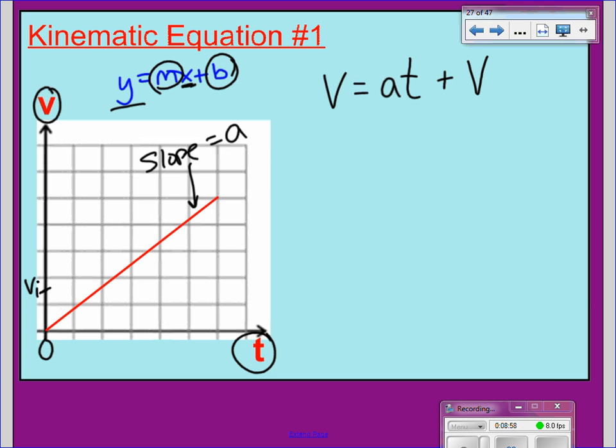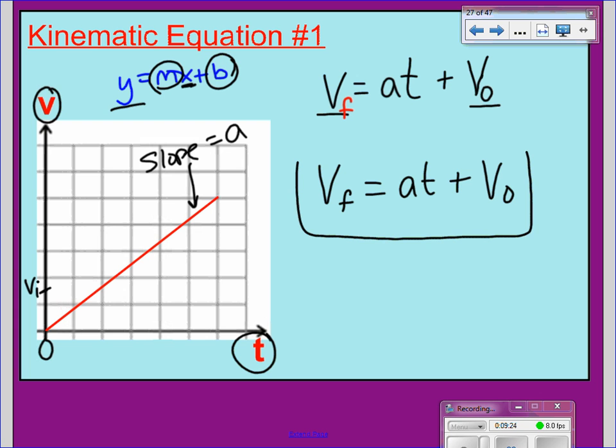Now initial velocity can either be written vi, or you may sometimes see it written as v naught, or v sub 0. They're both the same thing. Now if this is initial velocity, what would this velocity be? And the answer would be v final. So our first kinematic equation is this. V final equals AT plus V initial. This is kinematic equation number 1 out of 3.